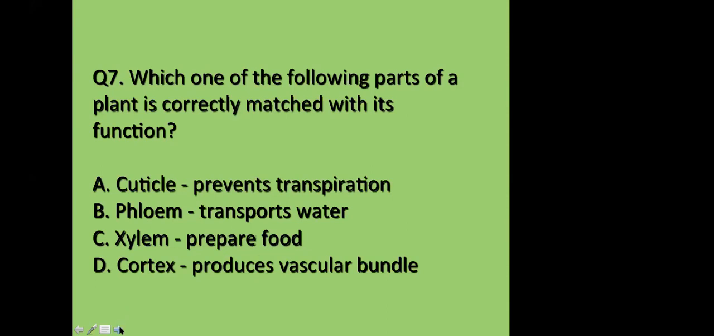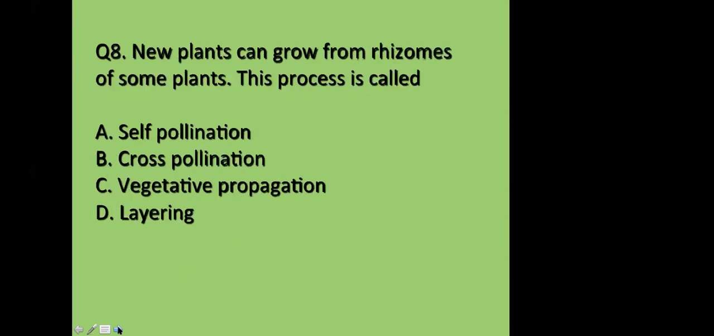Clear, everyone? Yes. Now, question number 8. New plants can grow from rhizomes of some plants. This process is called self-pollination, cross-pollination, vegetative propagation, or layering.